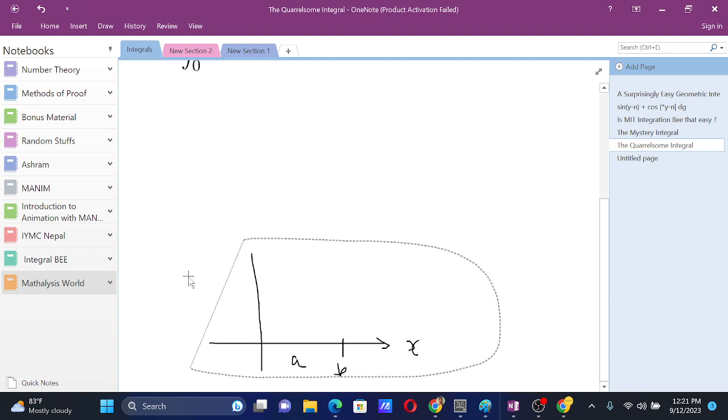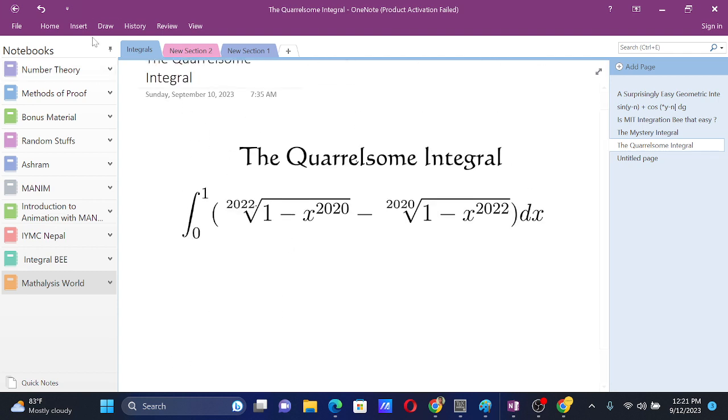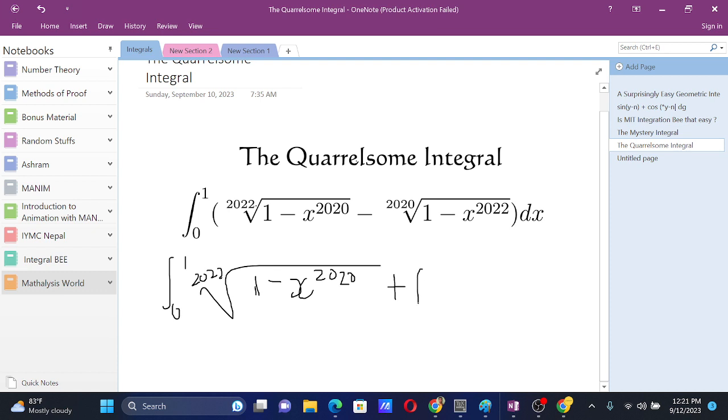Now we will try to take this integral in the form that we want. We want here to be plus, and we want here to be f of a, f of b. So we will try to make that. After we make plus, we just have to use reflection: the integral from 1 to 0 of the 2020th root of 1 minus x to the power 2022 dx.